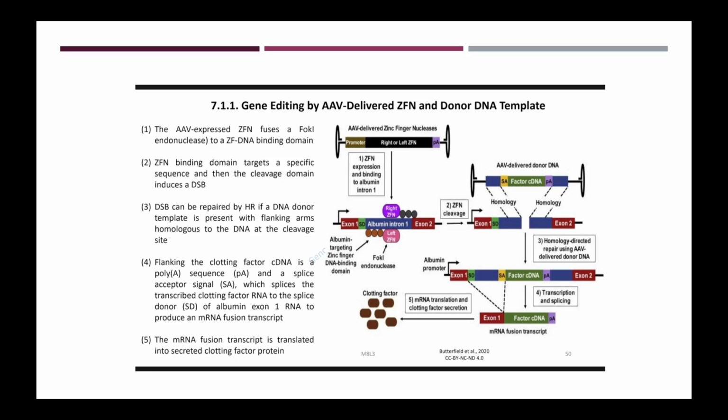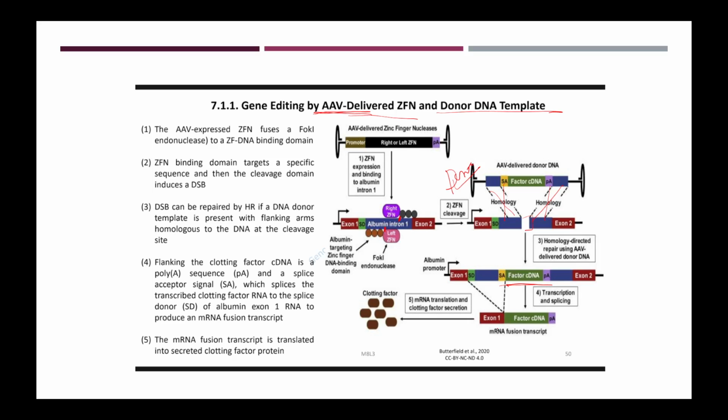Similarly, gene editing by adenovirus delivers zinc finger nuclease and a donor DNA template. The zinc finger nuclease is delivered here, making a cut, and the correct factor donor DNA is given. We know two copies of the zinc finger are needed to make a double stranded cut. After the cut is made, because of the homologous recombination machinery, the correct factor will be added here.